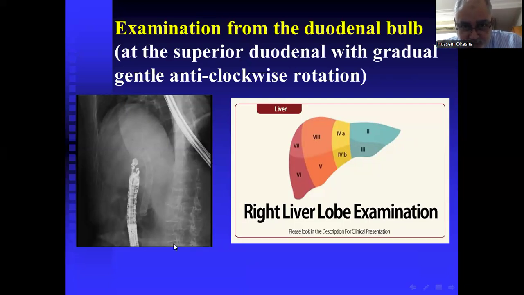We push the echo endoscope through the duodenal bulb and gradually push it again in the superior duodenal angle, just after the bulb of the duodenum. Pushing it gently, then the echo endoscope will acquire a long J-shape position, and here the scope is looking to the liver from below.